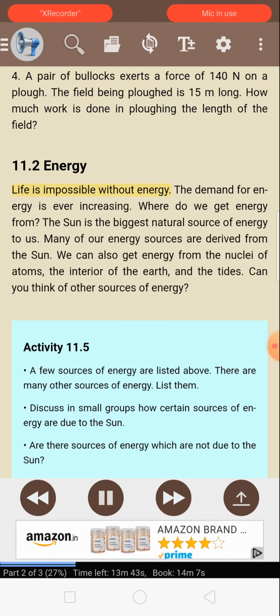11.2 Energy. Life is impossible without energy. The demand for energy is ever increasing. Where do we get energy from? The sun is the biggest natural source of energy to us. Many of our energy sources are derived from the sun. We can also get energy from the nuclei of atoms, the interior of the earth, and the tides. Can you think of other sources of energy?